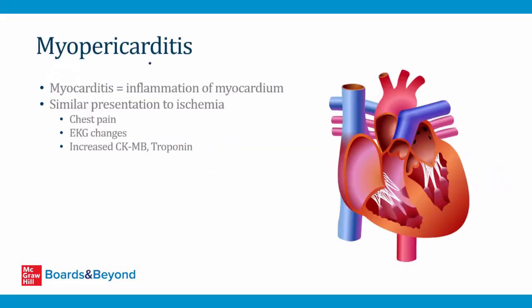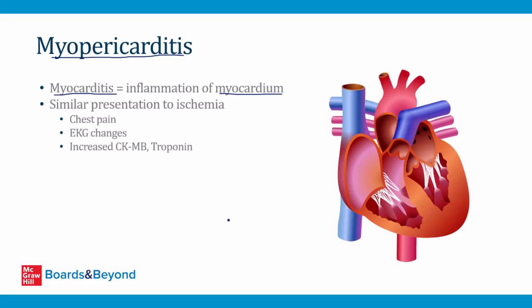Some patients who have pericarditis also develop myocarditis. Myocarditis means inflammation of the myocardium. And when patients have pericarditis together with myocarditis, we call this condition myopericarditis. And remember, the pericardium sits right on top of the myocardium. So naturally, in some cases of pericarditis, the inflammation will spread to the myocardium.